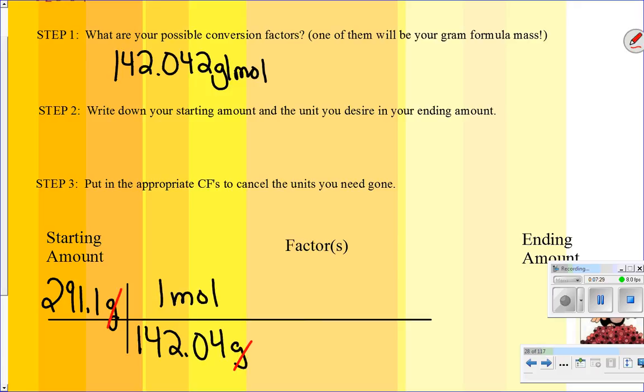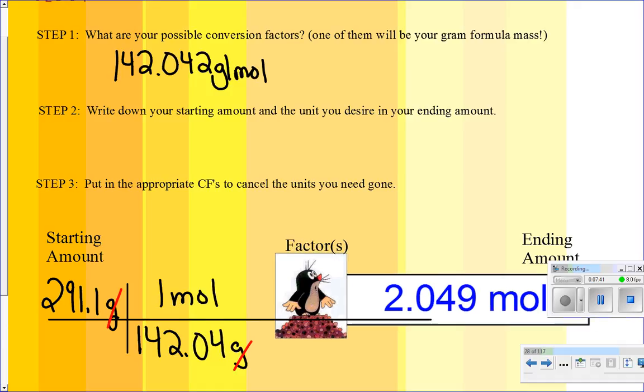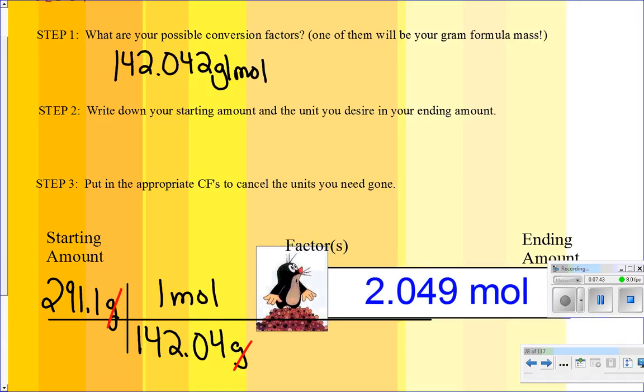Grams are going to cancel. So again, I'm basically dividing. So I'm doing 291.1 times 1 divided by 142.04. And you should get 2.049. I do have a lot of sig figs here because I have 1, 2, 3, 4 sig figs in my starting number. Again, my GFM could limit me, but never really does. I always have a lot of significant figures in that, so I was able to keep 4 significant figures in my answer.